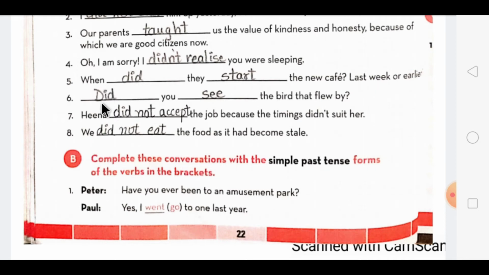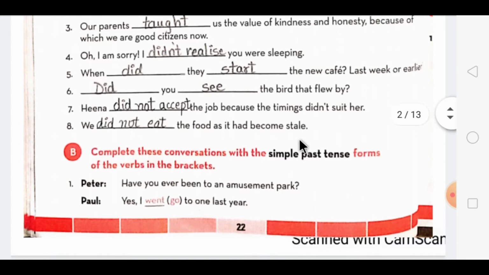Then the sixth one, again this is a question, so you will use did first. Did plus subject plus V1 form of the verb: Did you see the bird that flew by? Then the seventh one is a negative sentence, so the formation will be: Hina did not accept the job because the timings didn't suit her. The last one is also a negative one, so with the subject we will use did not: They did not eat the food as it had become stale.